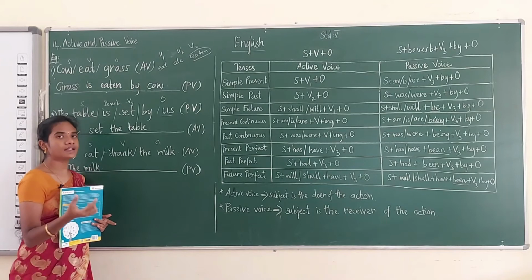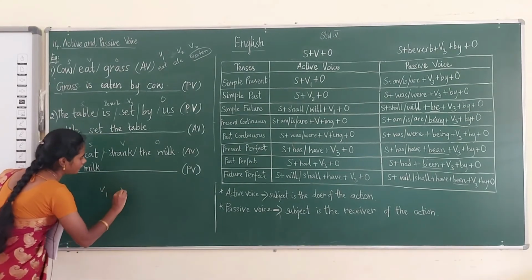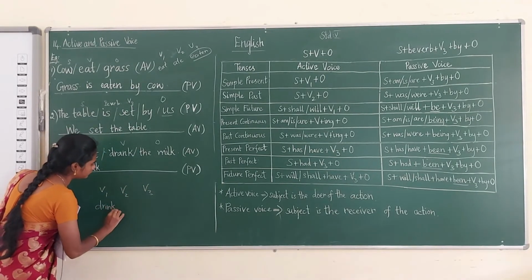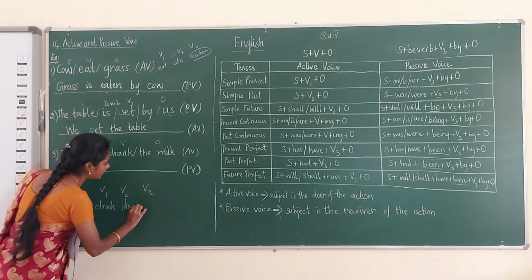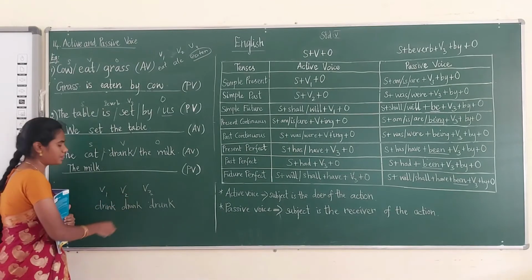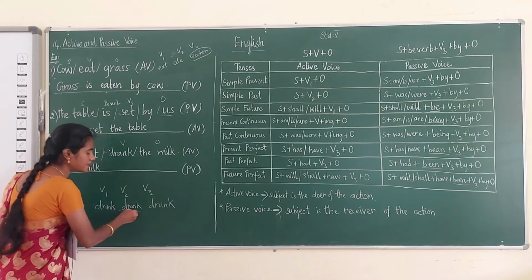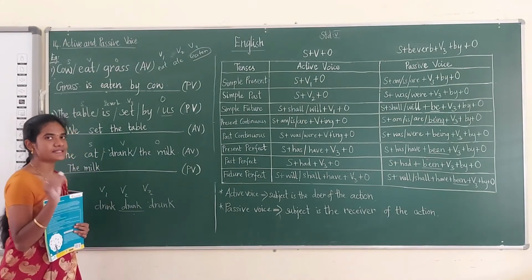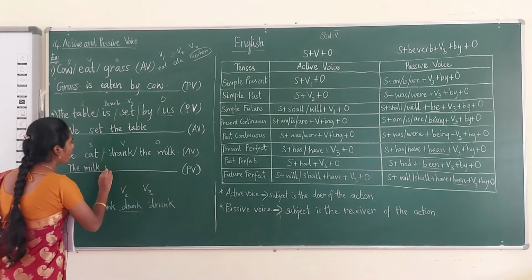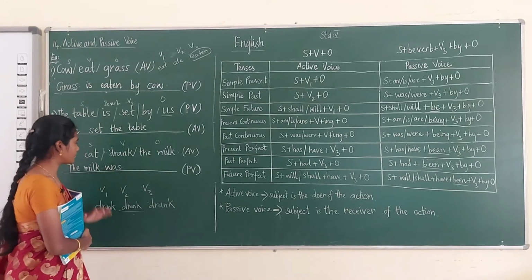Can you tell me what tense it is? It is in the past tense. This is V1, V2, V3: drink, drank, drunk. Present, past, past participle. So it is in the past tense. So we have to write the past tense be verb only. That is was or were we have to write. So we are writing was, because the milk is singular. So we are writing was.